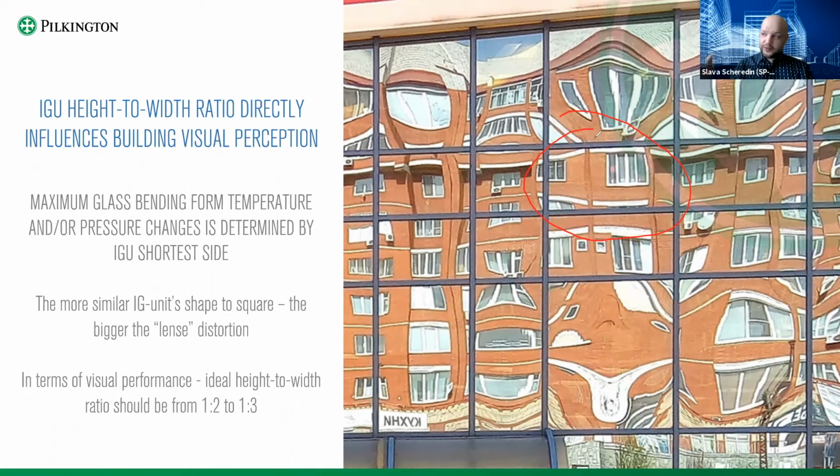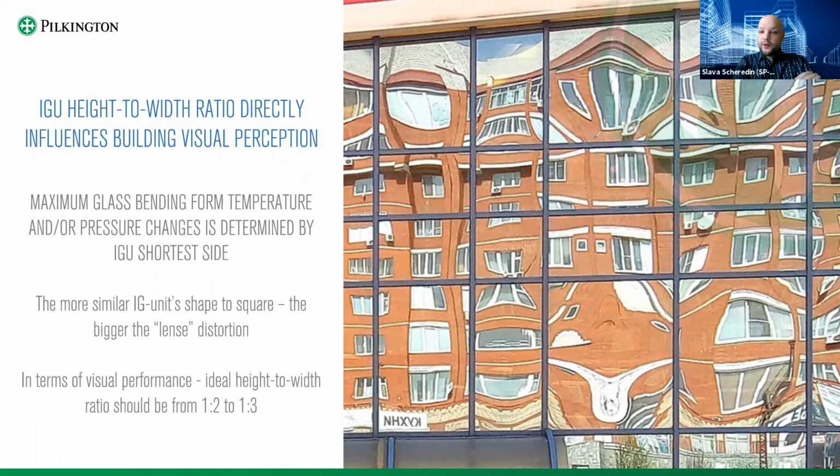Of course, everyone wants IG units to be as big as possible, so as to have maximum area. But please consider that maximum area, here being a square with the lesser perimeter, is not always good. The good way of IG unit design is a height to width ratio from 1 to 2 to 1 to 3. This is an optimal ratio because it offers you minimum glass bending with maximum area.